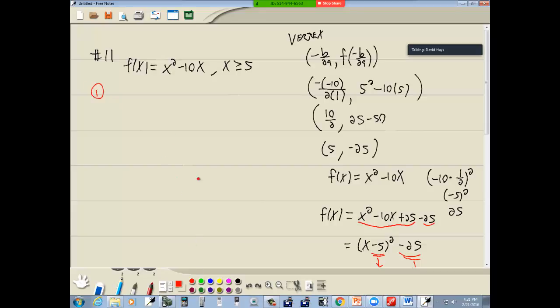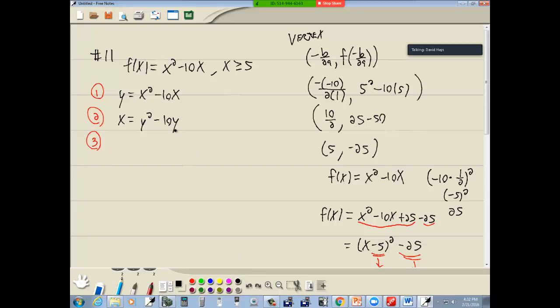Now, step 1. Replace f of x with y. This problem might actually be easier if we use standard form to find the inverse. Step 2, interchange x and y. So we got x is equal to y squared minus 10y. Step 3 is to solve for y.